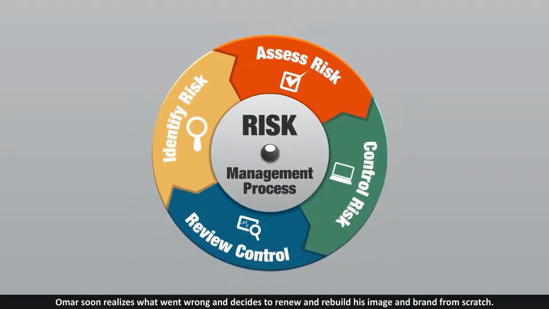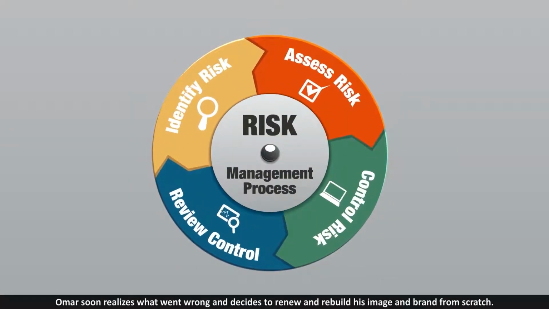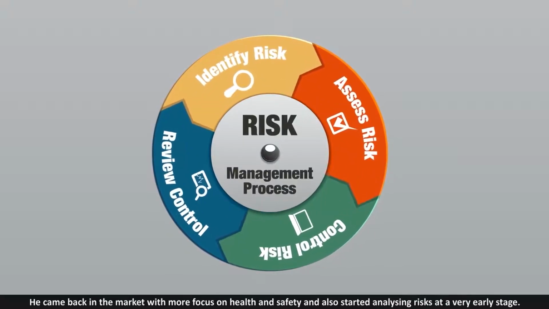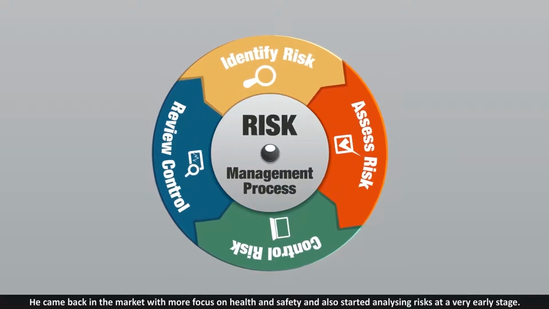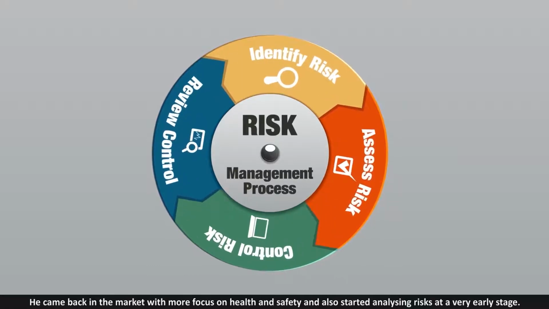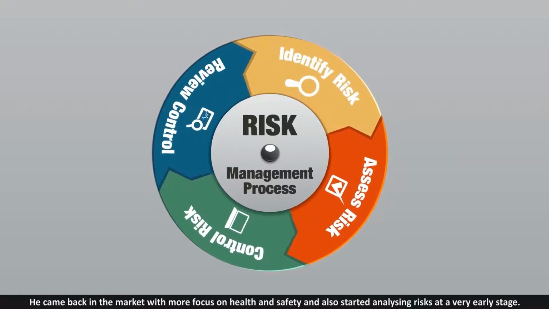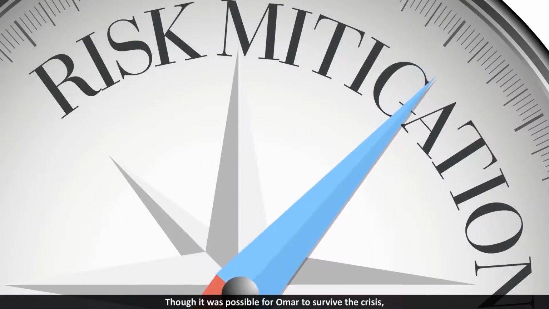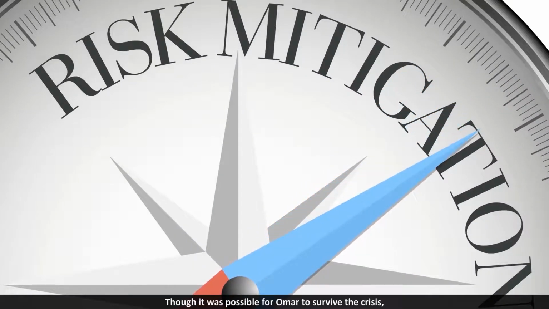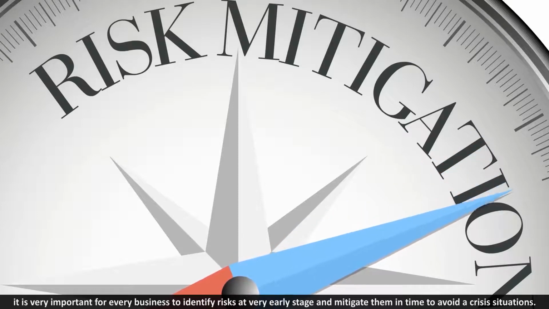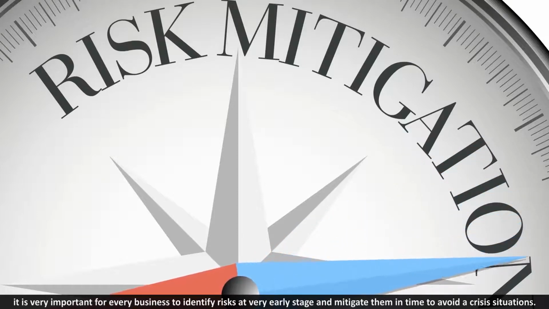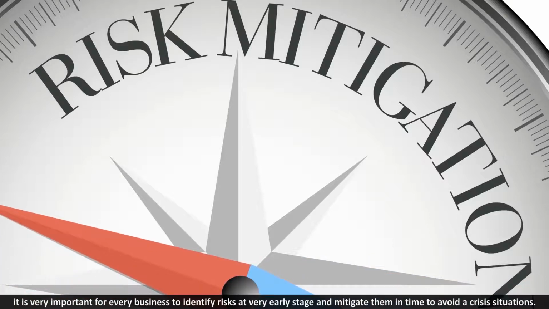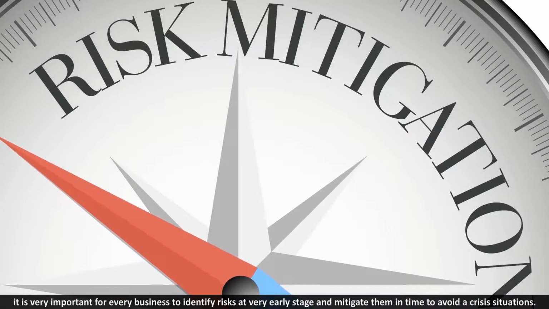Omar soon realizes what went wrong and decides to renew and rebuild his image and brand from scratch. He came back in the market with more focus on health and safety and also started analyzing risks at a very early stage. Though it was possible for Omar to survive the crisis, it is very important for every business to identify risks at a very early stage and mitigate them in time to avoid a crisis situation.